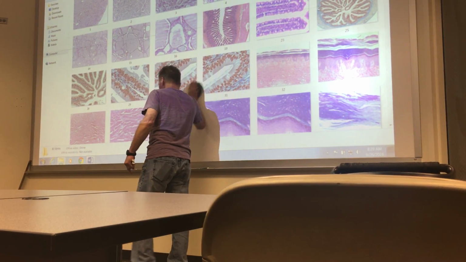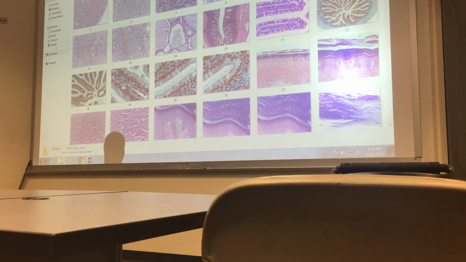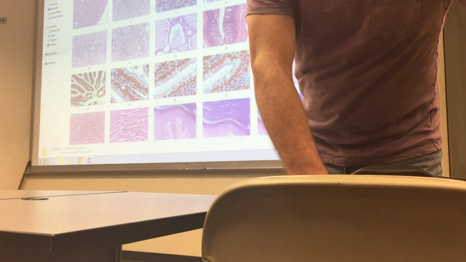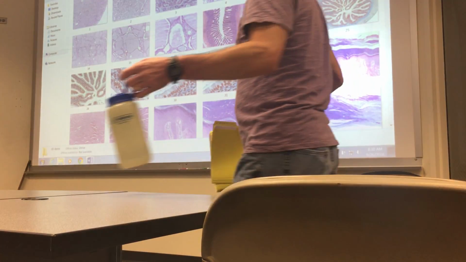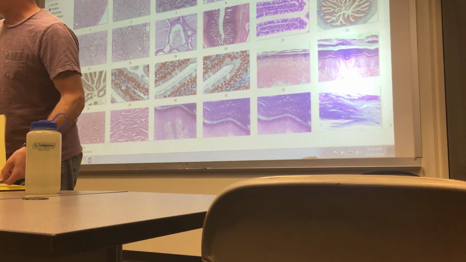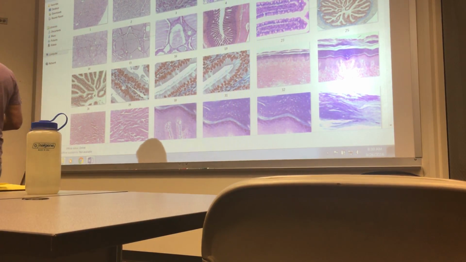Okay, so we saw the three simple tissues, squamous, cuboidal, columnar. That takes us to the stratified tissues. As far as the pictures go, we only have two stratified tissues, as you know. We have stratified squamous, and it comes in two varieties, keratinized and non-keratinized.